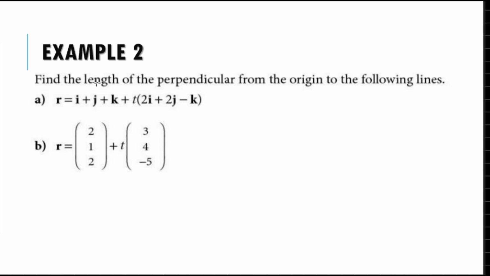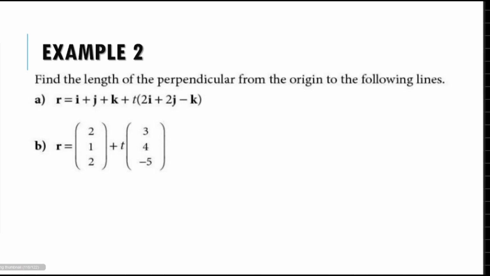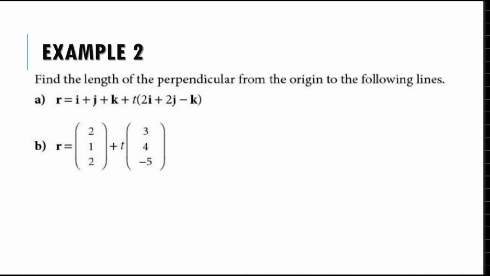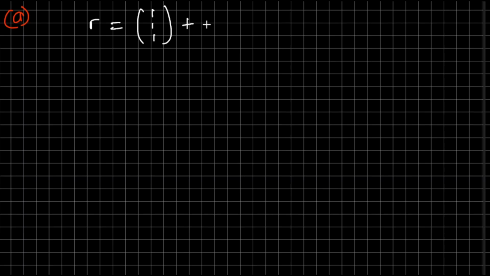Example 2. Find the length of the perpendicular from the origin to the following lines. So we have the first line, r. We're going to write it as r equals (1, 1, 1) plus t(2, 2, -1). Okay, so what are we looking for?